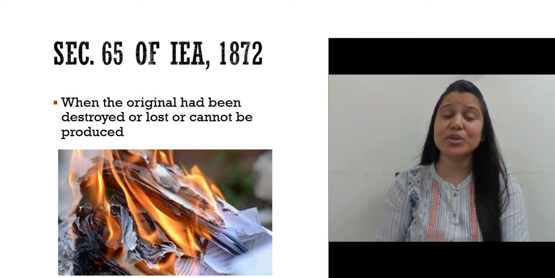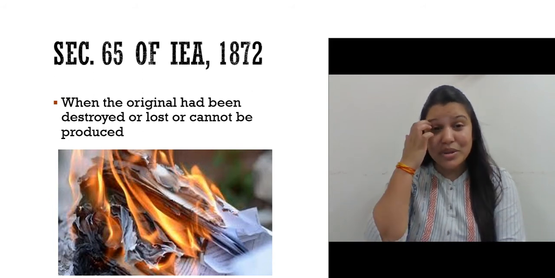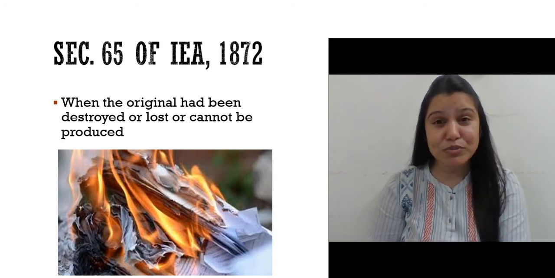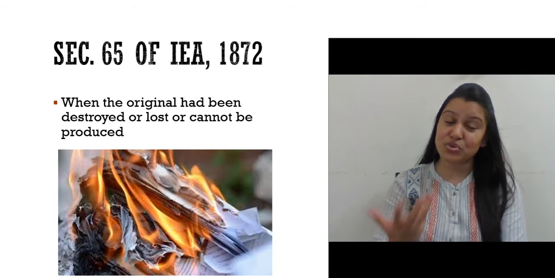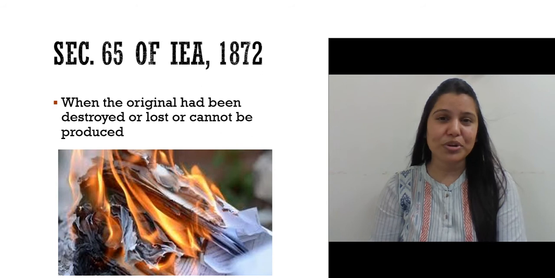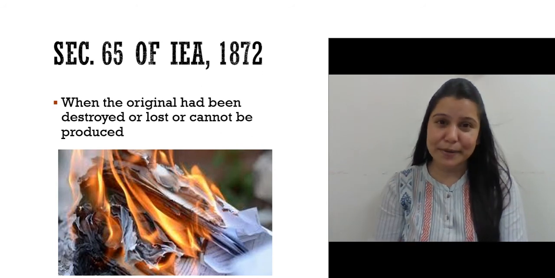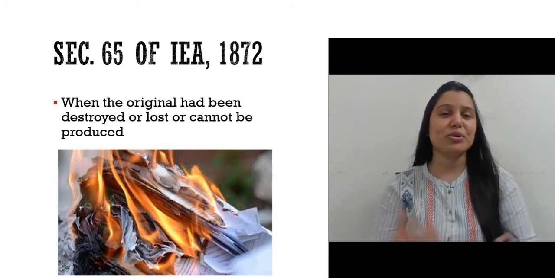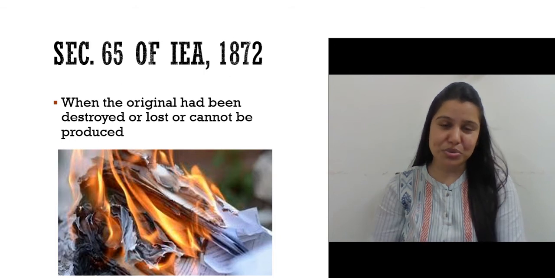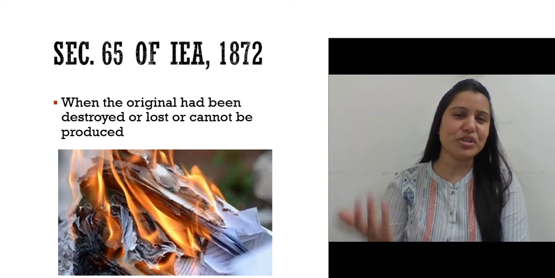The next one is when the original had been destroyed or lost or cannot be produced. Now, if the original had been destroyed or lost, then you'll have to prove before the Honorable Court how it got destroyed or how it got lost. For say, you just tell the court or you submit in front of the Honorable Court that your house was on fire, right? Every document got burnt, my lord. So I just have the copy of it. I cannot produce the original. So I just have the copy of it, which was there in one of my lockers or wheresoever.